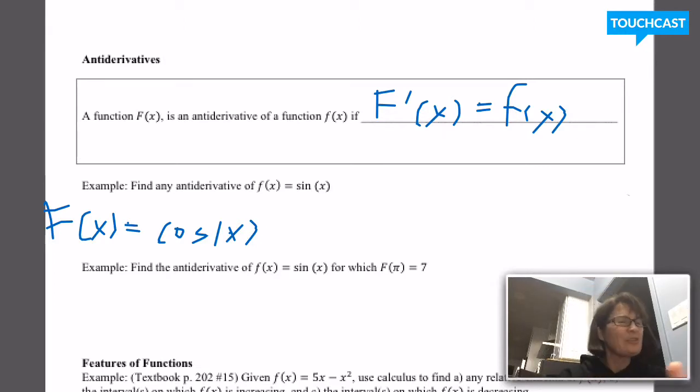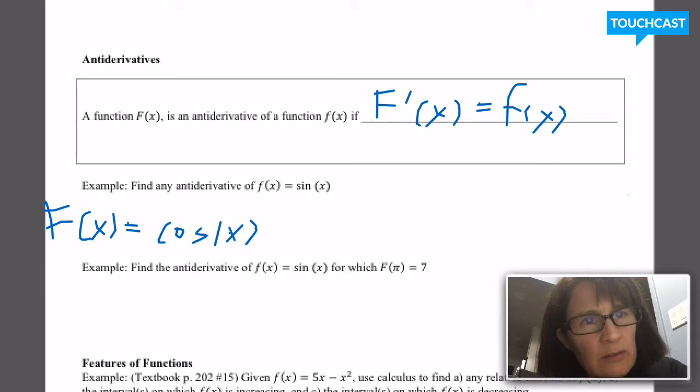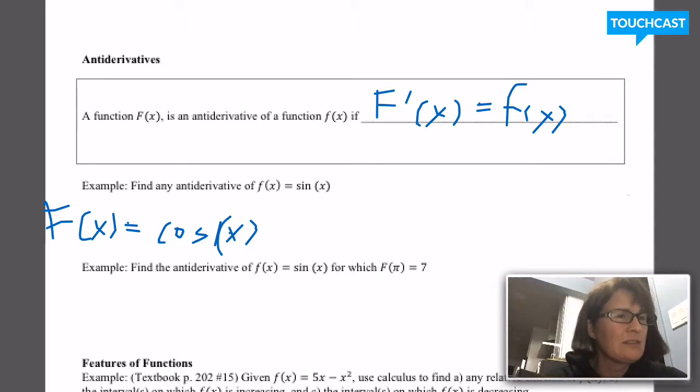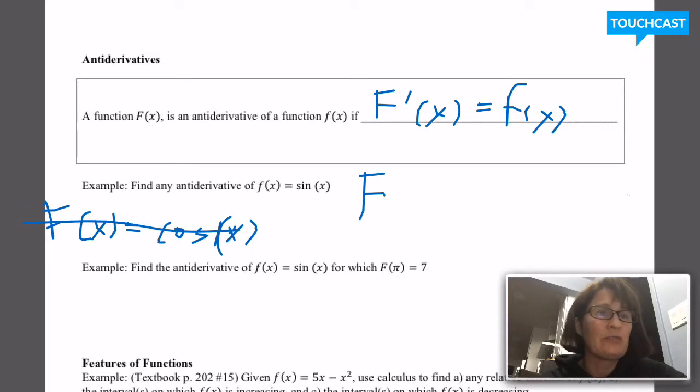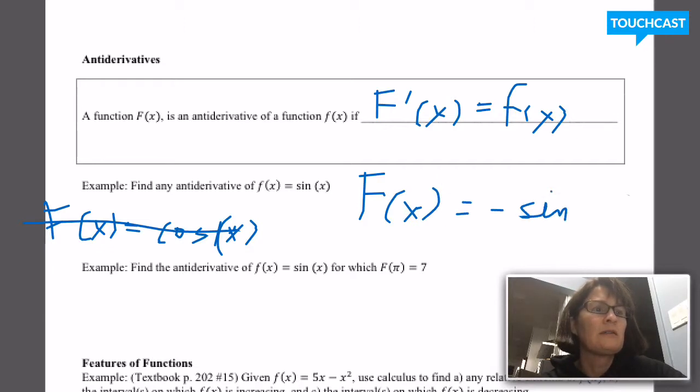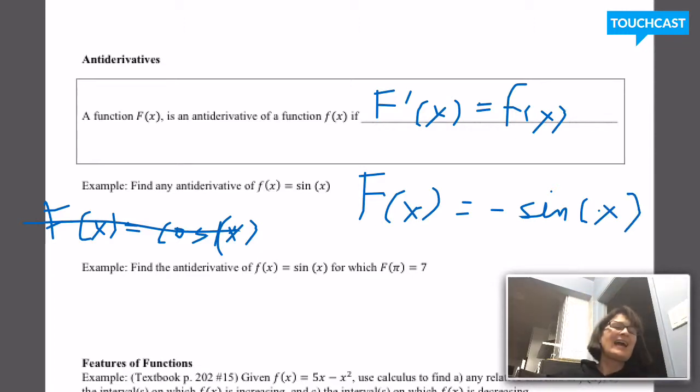We could try it out. If I take the derivative of cosine of x, is the answer going to be sine x? Now the derivative of cosine x is the opposite of sine x, but that can give me a hint. So I'm going to let capital F of x, the antiderivative of little f, be the opposite of sine of x. Now notice I asked for any antiderivative. That means if I take the derivative of negative cosine x, I will get sine x. This is a great answer.